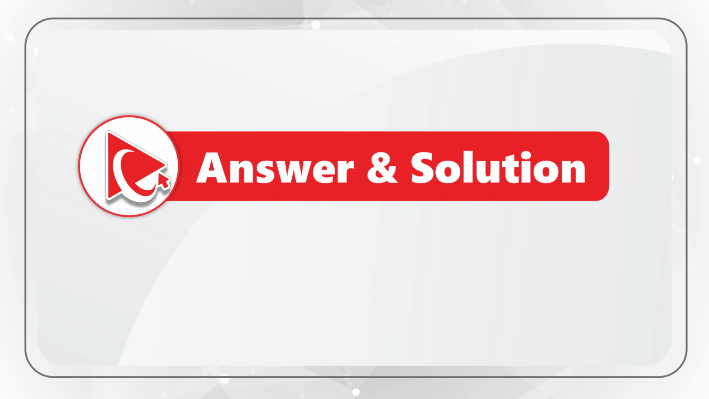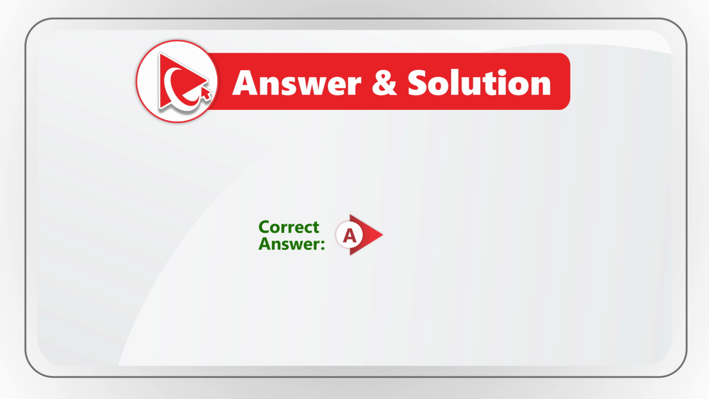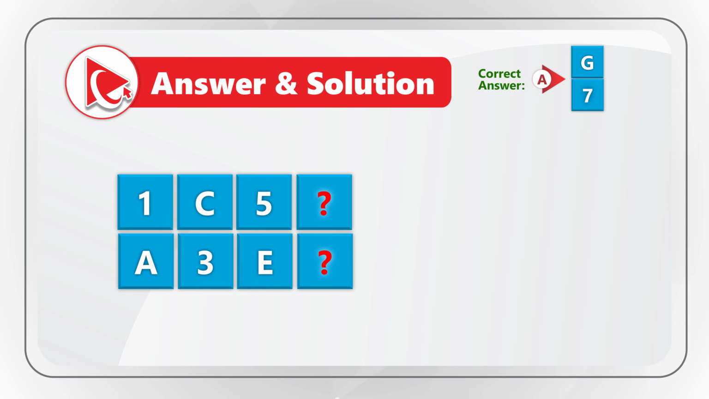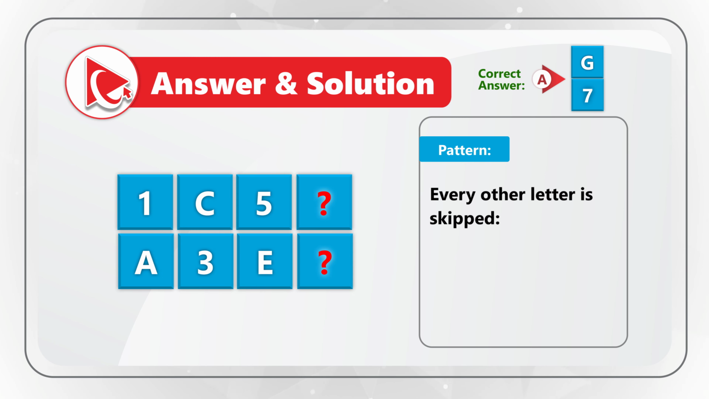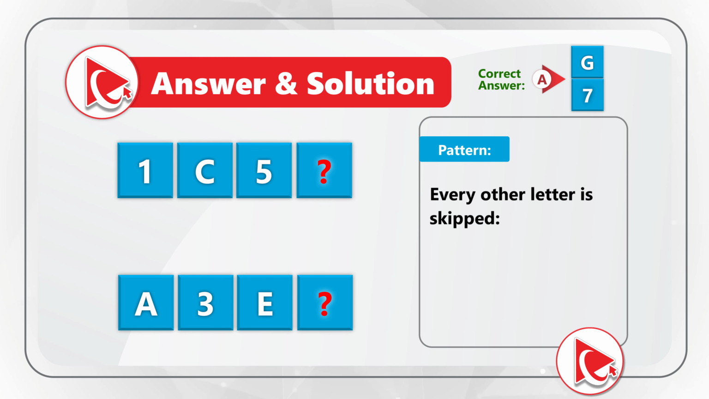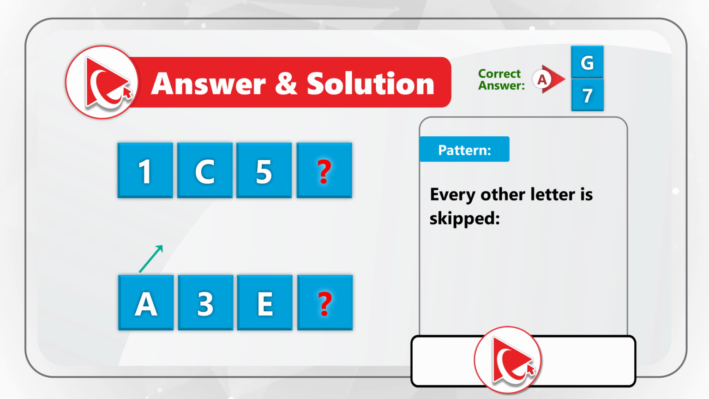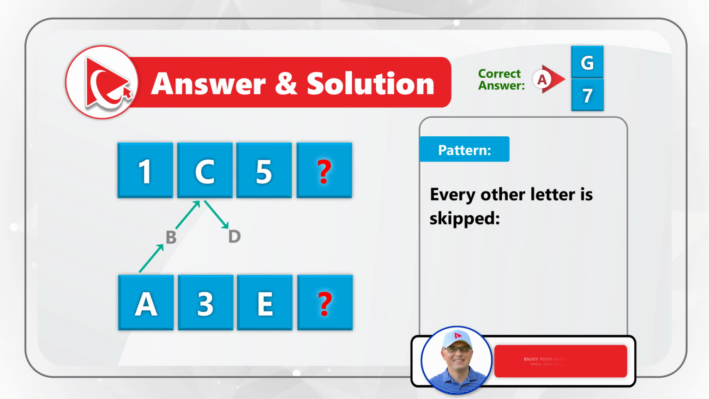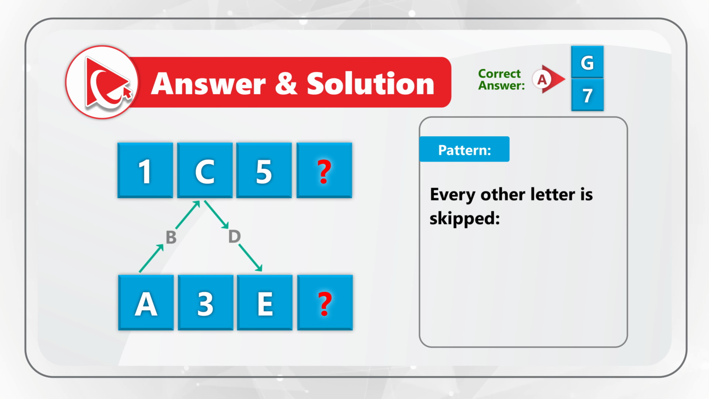I believe the correct answer here is choice A, G7. And here's why. I see the pattern that every other letter is skipped. Let's take a look. If we start with the bottom letter A, then comes letter B, but then we see letter C in the second column. Then comes letter D, which is skipped, and then we see the letter E, which means that the letter F will be skipped, and we will see the letter G.